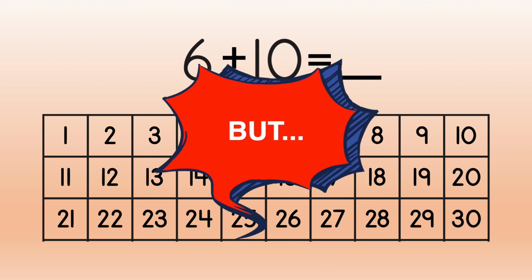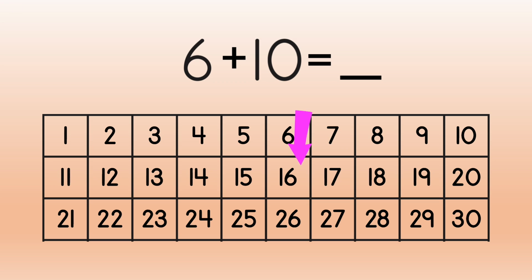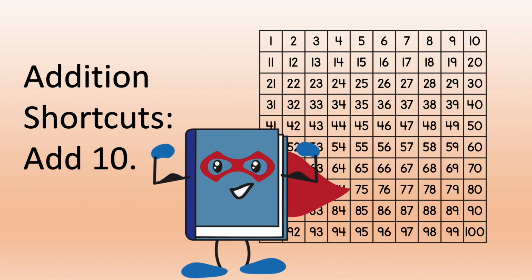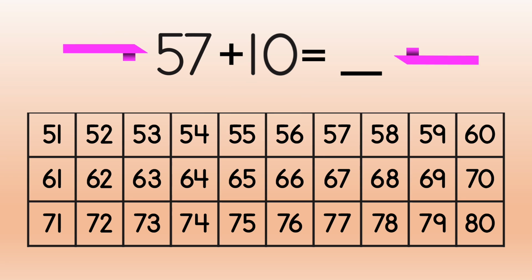But it's much easier for us to drop one row or one block down. If we drop one block down from 6, we land on 16, the exact same number that we landed on when we counted 10. Wow. So 6 plus 10 equals 16.